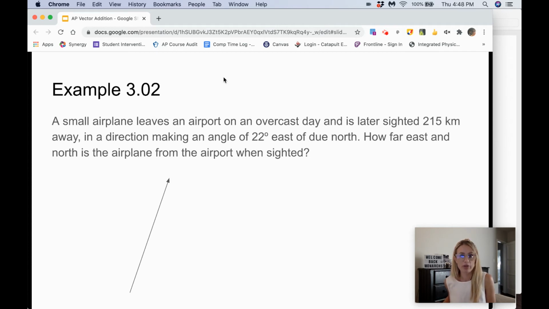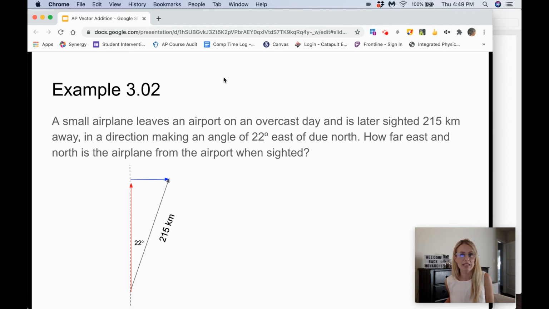Here's your magnitude, right, of your displacement vector. I'm also going to label it with the actual magnitude of the vector. And then I've also drawn it in the direction that I want to go. So here is my north direction, and I'm 22 degrees east of north. All right, so that's how you're going to use stuff like that, those cardinal directions. Now, I want to know how far east and how far north the airplane is from the airport when sighted. So all I want to do is find those components of that displacement, the x and the y component.